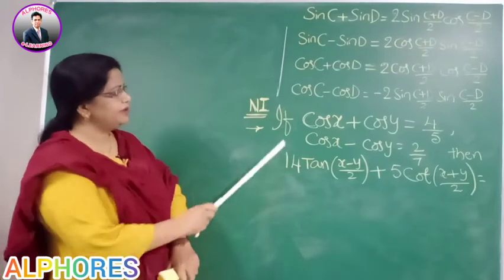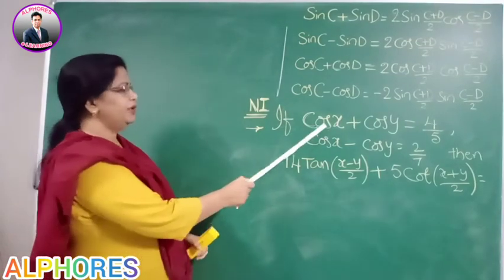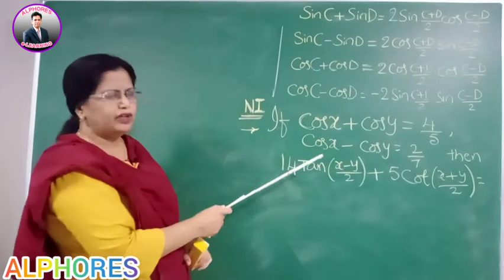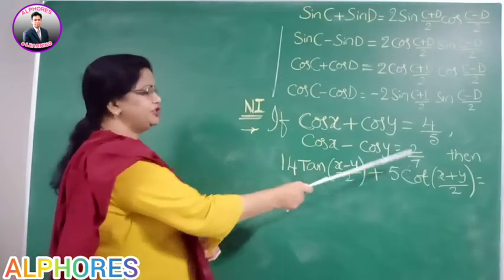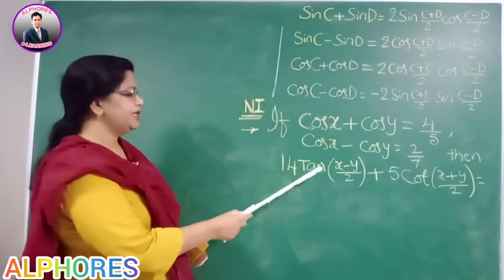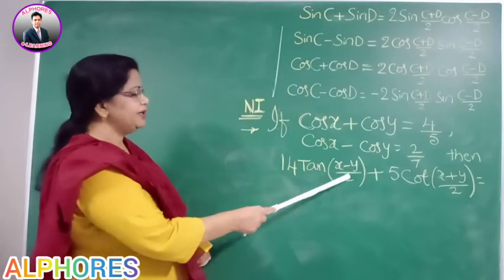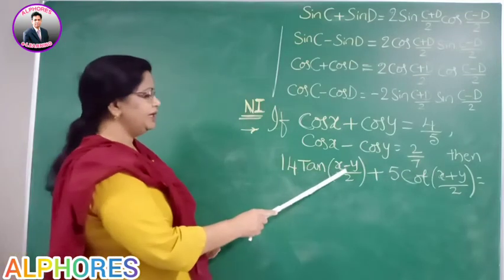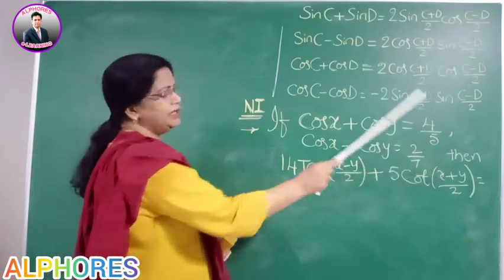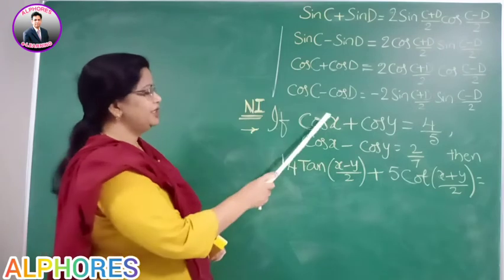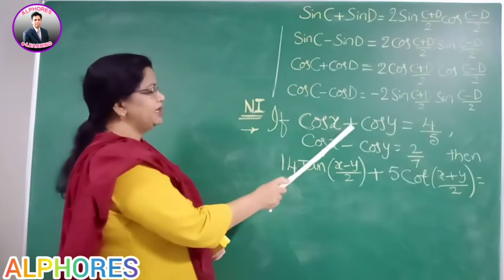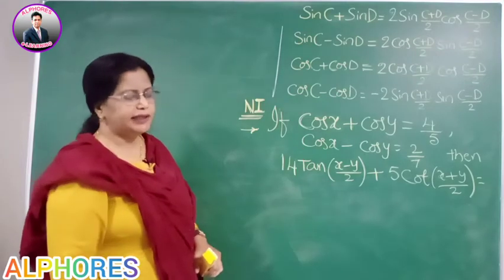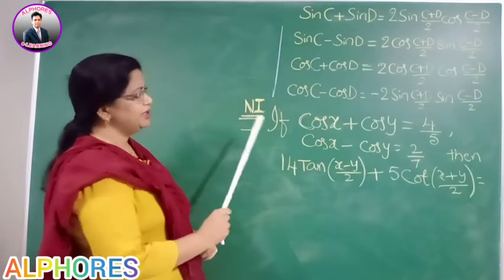Now students, observe this problem. It is cos x plus cos y given as 4 by 5, cos x minus cos y given as 2 by 7. The question is tan of (x minus y) by 2 times cot of (x plus y) by 2. One angle is the difference and the other angle is the sum. What is the data? One is cos x plus cos y, the other one is exactly minus. Understand? Now how to solve this problem?